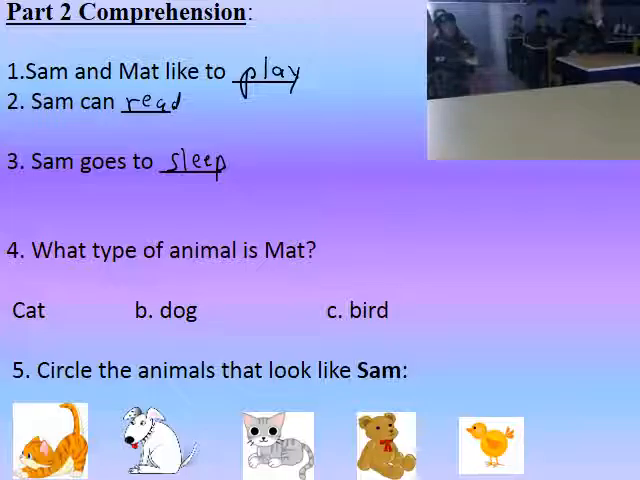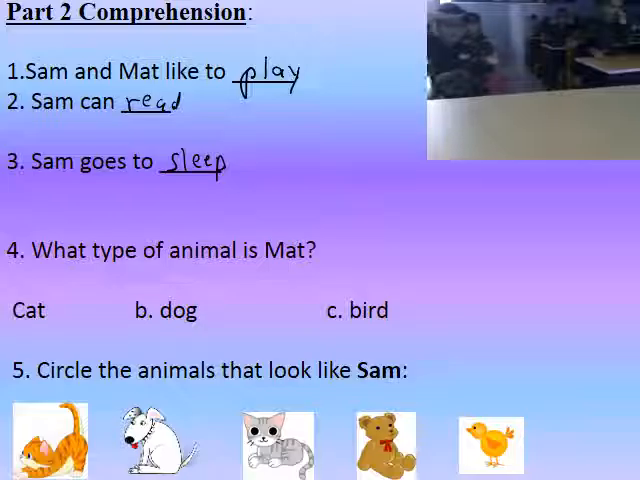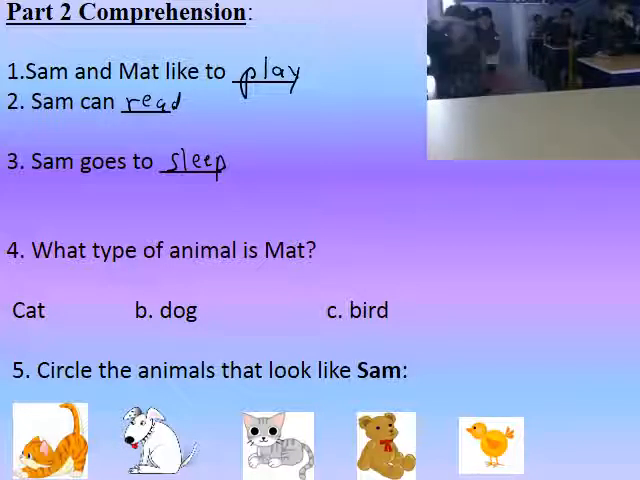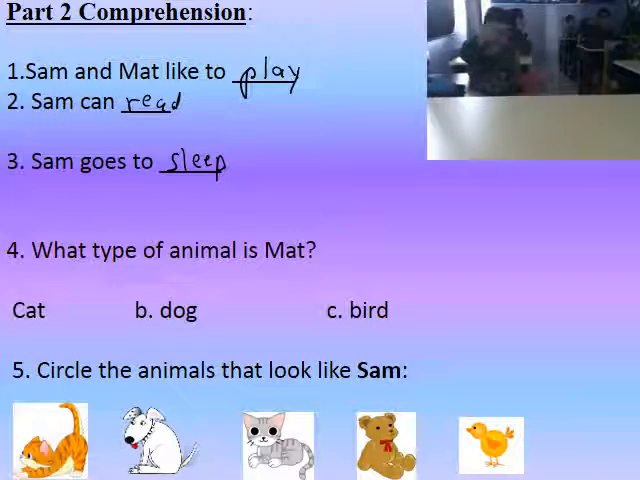Dog. Who says dog? Raise your hand. Is Matt a dog or a cat? Dog. I think it's bird. Who says dog though? If you think it's dog, raise your hand one more time. Let me see it. Yes, good. Who says dog? Who says cat? Is it dog or cat? Let's see. Dog! It's dog.